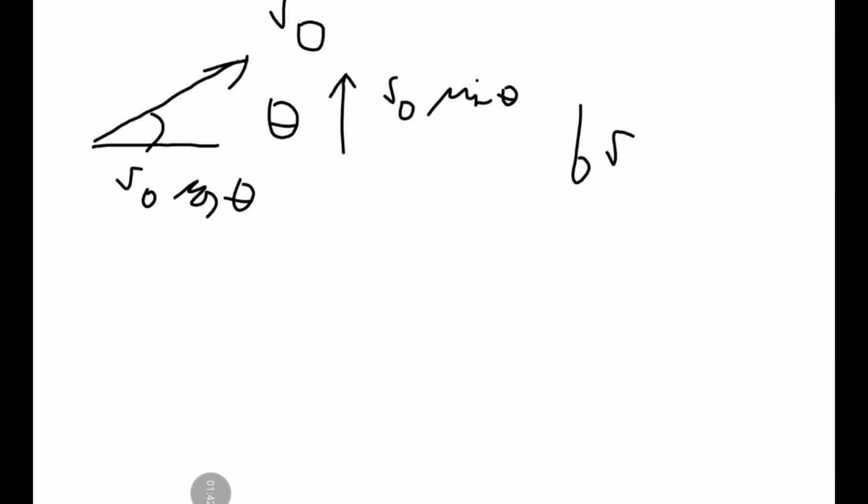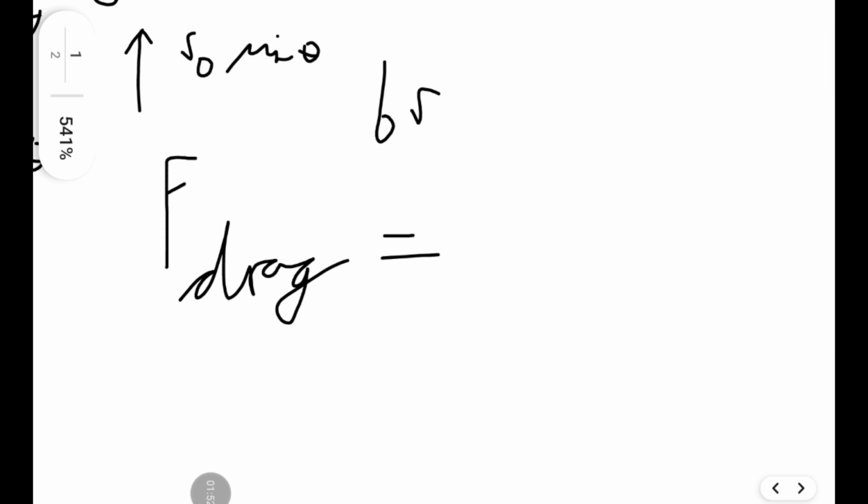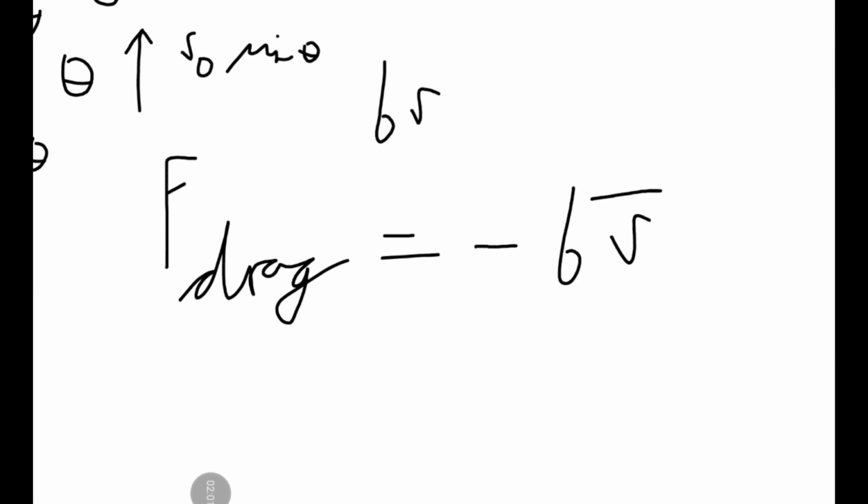But we also need to look at the drag. We'll call it the drag force. So drag equals, and it's going to oppose motion. Remember, you've got two directions, the vertical and the horizontal. So it's going to be negative b times the velocity. It's a vector, remember, it has direction. Depending on the velocity will depend on what the drag force is.